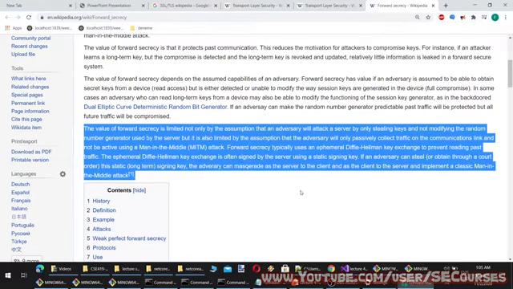The value of forward secrecy is limited not only by the assumption that an adversary will attack a server by only stealing keys and not modifying the random number generator used by the server, but it is also limited by the assumption that the adversary will only passively collect traffic on the communications link and not be active using a man-in-the-middle attack. Forward secrecy typically uses an ephemeral Diffie-Hellman key exchange to prevent reading past traffic.